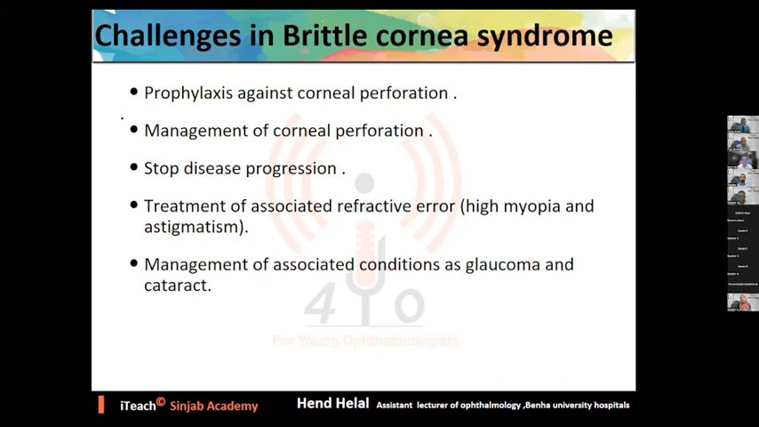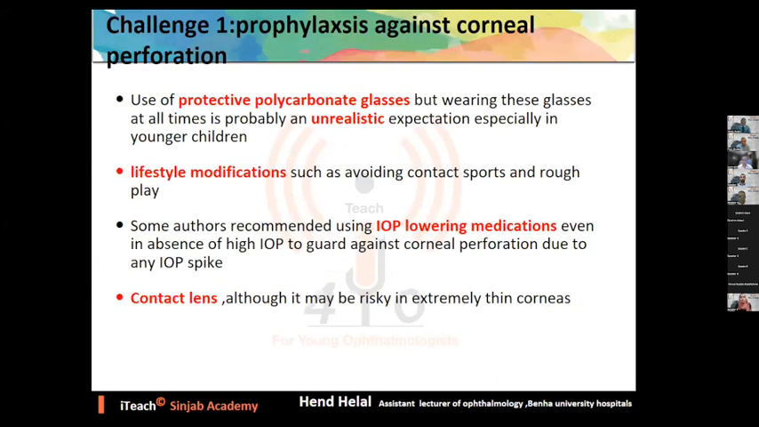The first challenge is prophylaxis against corneal perforation. This cornea, as you see, is liable for perforation at any time, even spontaneously. So this child must use protective polycarbonate glasses, but this is unrealistic, especially at this age. You must do lifestyle modification. And some authors recommend using IOP lowering medication, even in the absence of high IOP, and contact lens, although it may be risky in an extremely thin cornea.